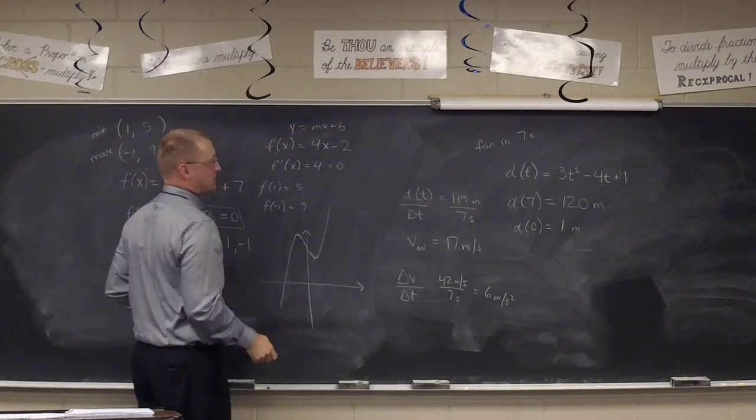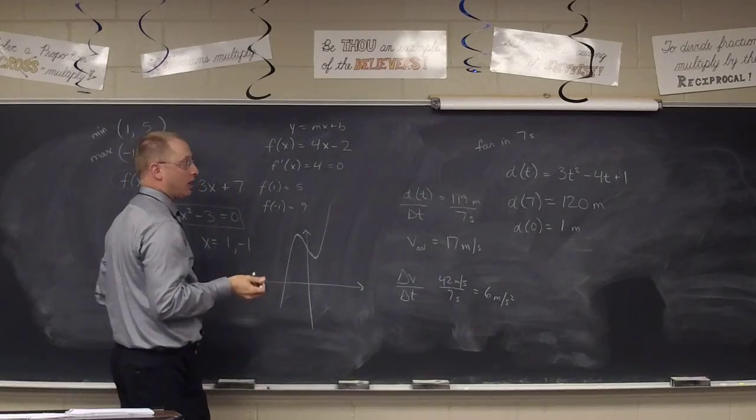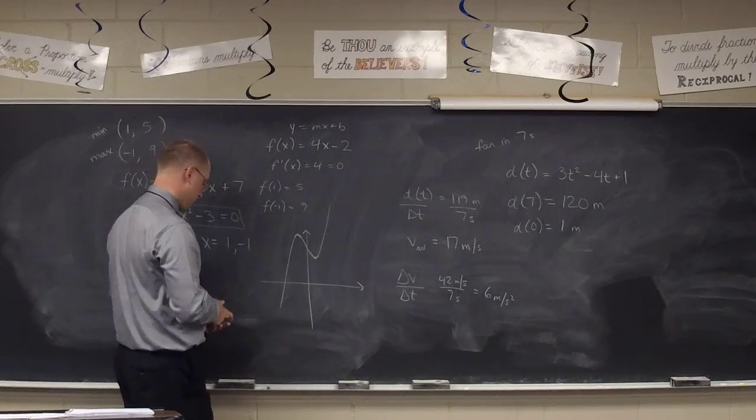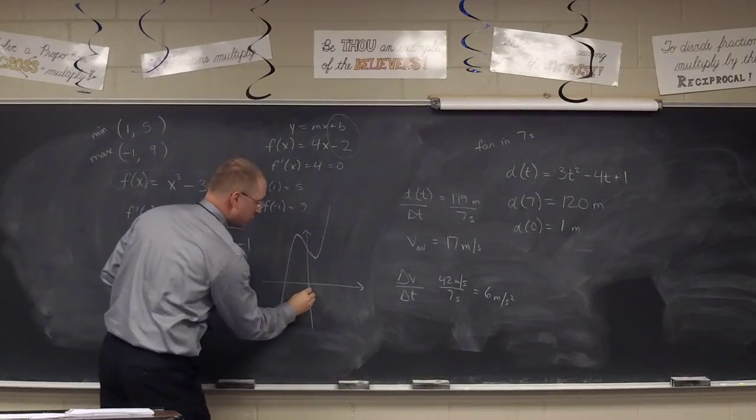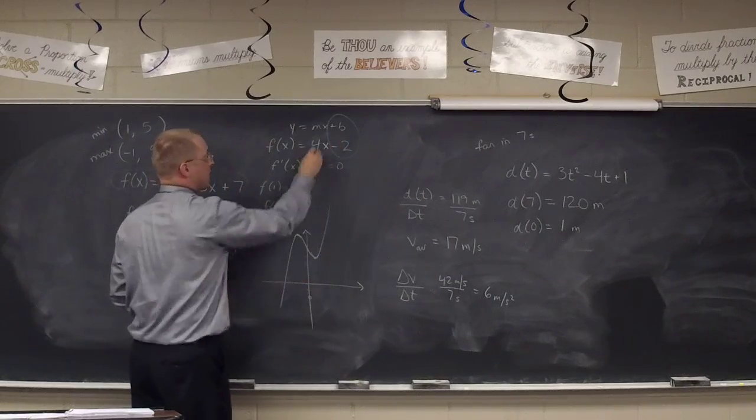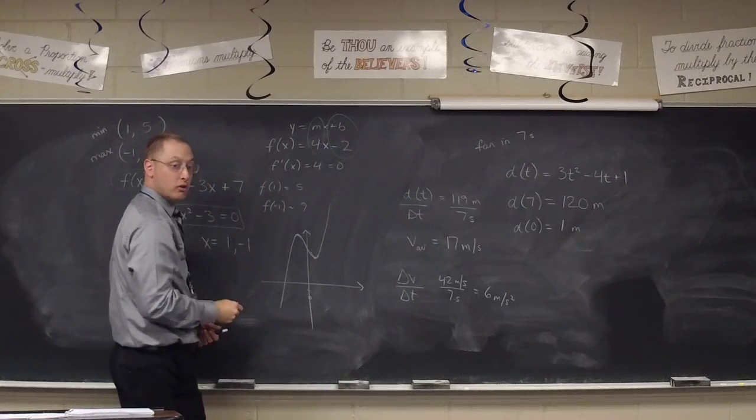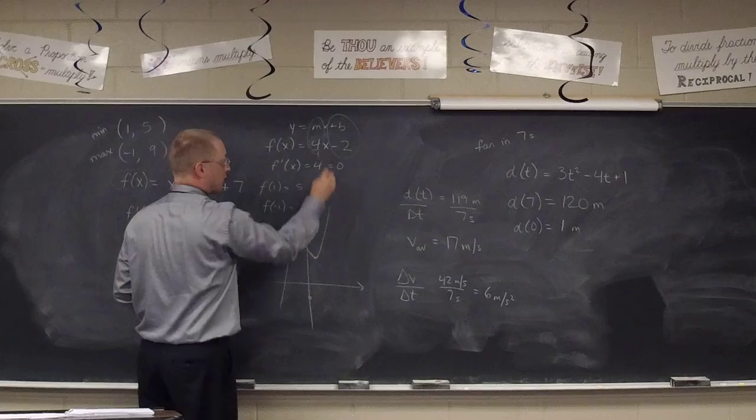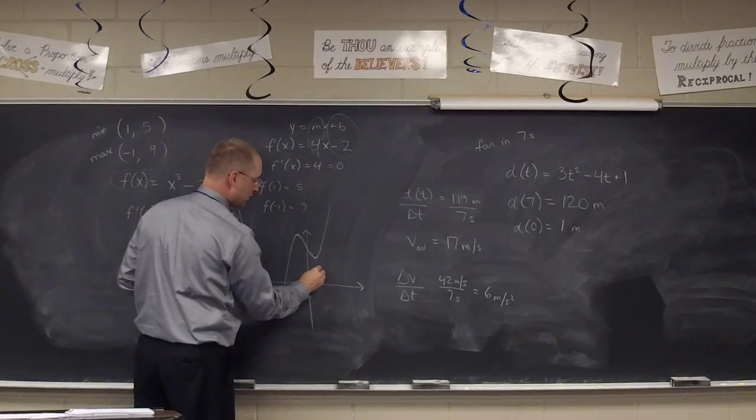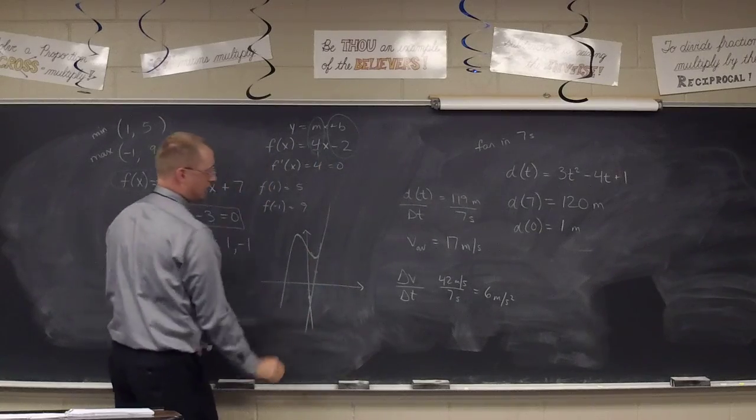Think back to y equals mx plus b. Start by plotting the y-intercept at negative 2. And then from there, track a slope of 4. Rise 1, 2, 3, 4, and run 1. And you just graph a straight line like that.